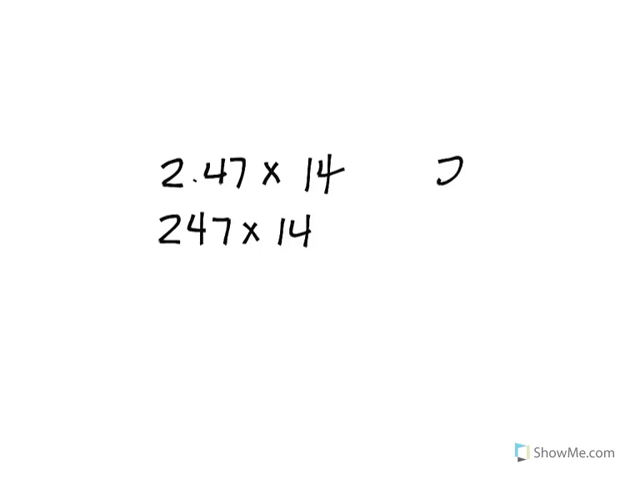Okay, now I'm going to do something bigger. For example, I'm going to do 2 and 47 hundredths times 14. I'm going to pretend there's no decimal points and pretend it's 247 times 14. So I'm just going to do 247 times 14.